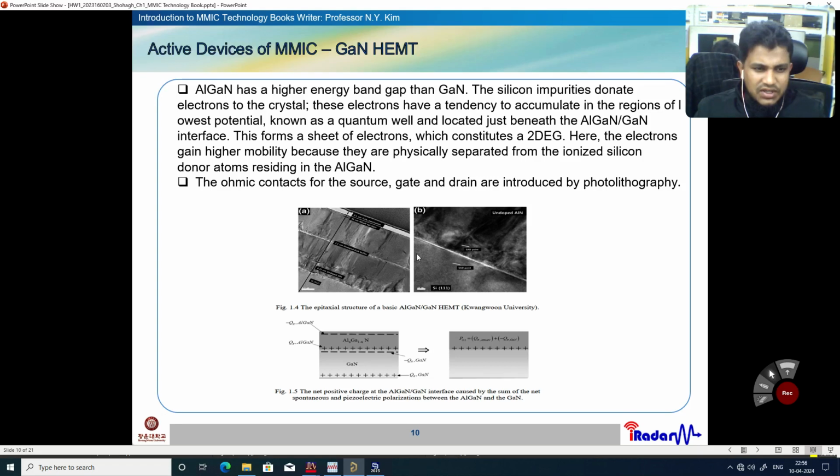This is data we measured from the measurement equipment of our university. This is the graph, the figure of net positive charge, showing how electrons and photons behave in the photolithography of the gallium nitride high electron mobility transistors.